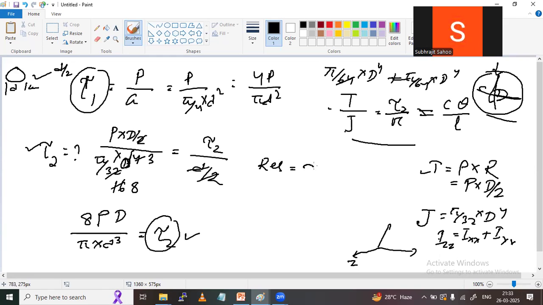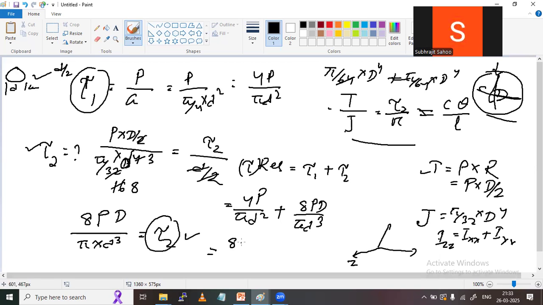Resultant shear stress is tau 1 plus tau 2. It is denoted by the symbol tau equal to tau 1 plus tau 2. So 4P by pi d square plus 8Pd by pi d cubed. Okay? What I will do, sir, I will take common 8P by pi d cubed. I took common. Then what will I get?